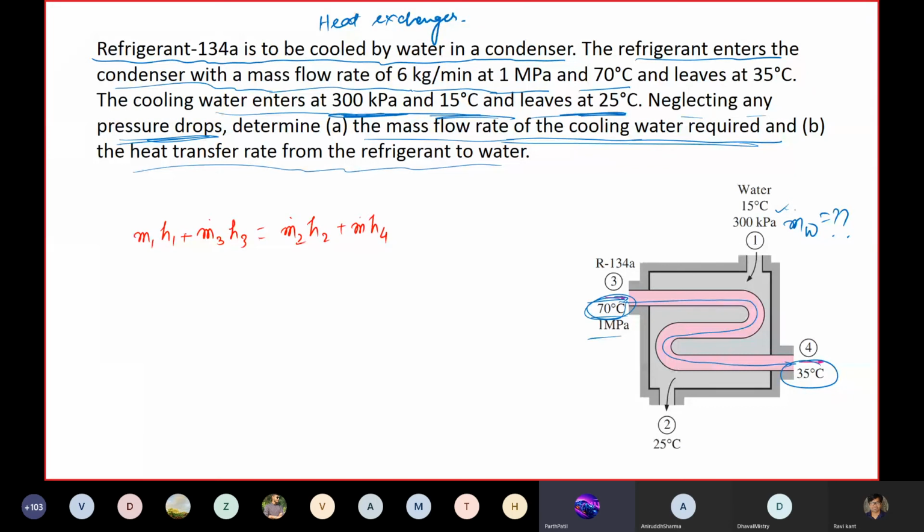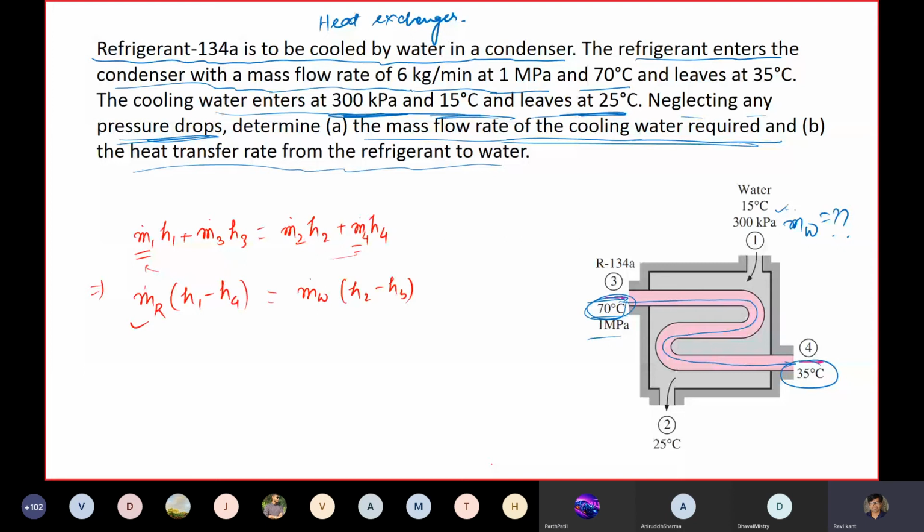So at one point, R134a at 70 degrees Celsius would be the third point. m dot 1 would be 6 kg per minute. So m1 dot and m4 dot are the same, and we call it refrigerant. And we can write m dot refrigerant times (h1 minus h4) equals m dot water times (h2 minus h3). This is the formula.